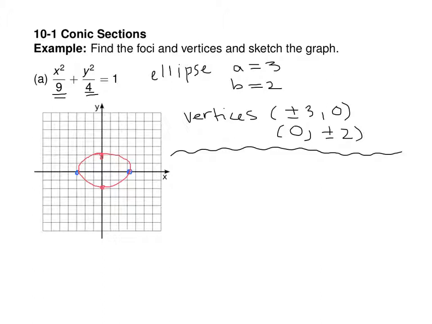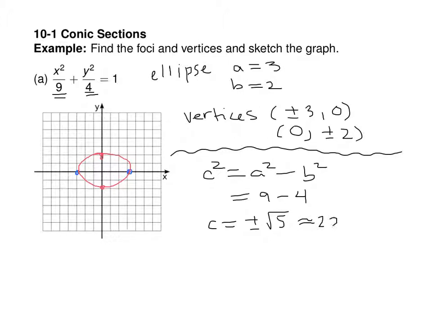And now we're going to find the foci, which are found using the formula c squared equals a squared minus b squared. So c squared is 9 minus 4, or c is plus or minus root 5, which is approximately 2.23. So we have the foci at about 2 1/4 forwards and back from the origin. So the foci are at the points plus or minus root 5, comma 0.